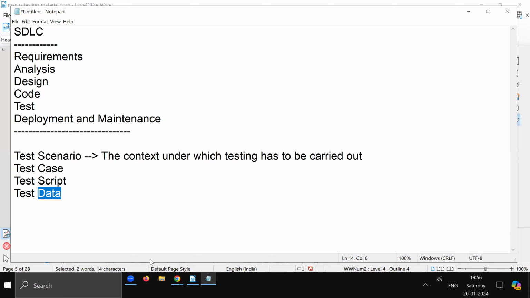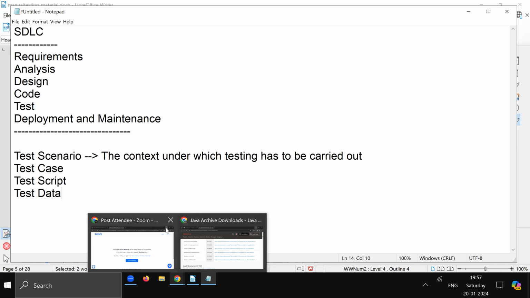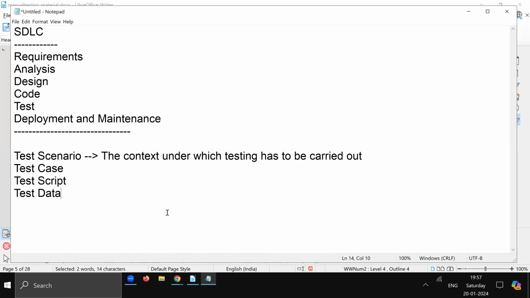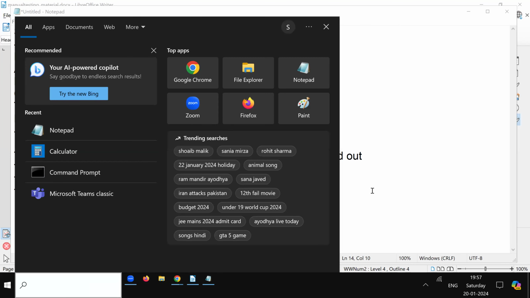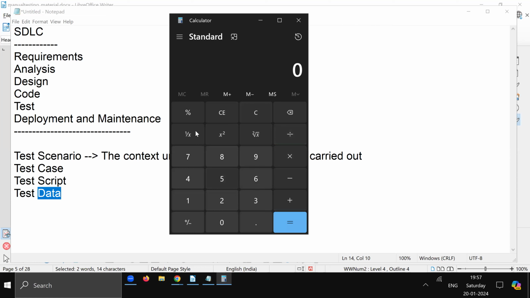Right? In case you find it difficult to understand any English terminology, kindly let me know so that I can explain the concept again. Test data. Say, for example, a calculator. Verifying mathematical operations is the test scenario.